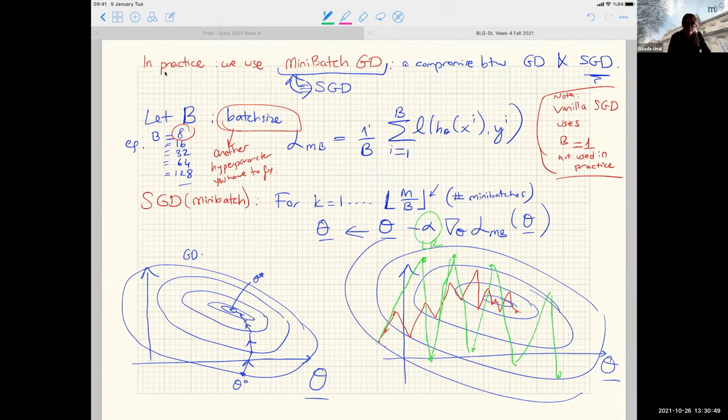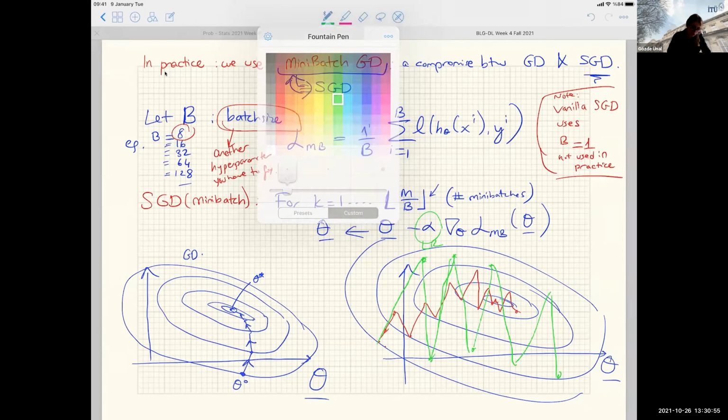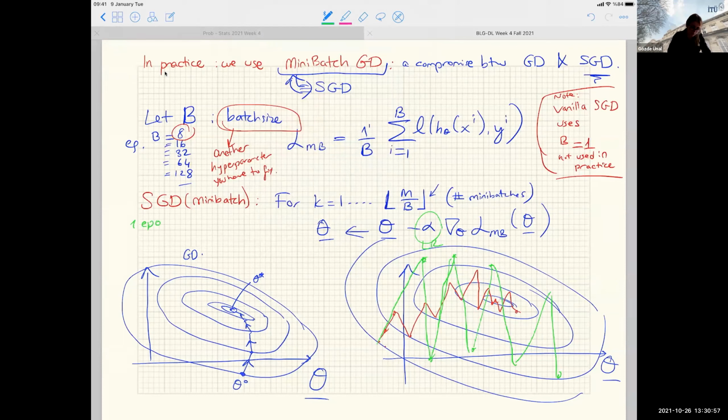So there is this thing called an epoch, right? One epoch, probably most of you know, but if you don't, let me say, one epoch is once you've seen all the samples. This is once you've been through all the samples in your training data.